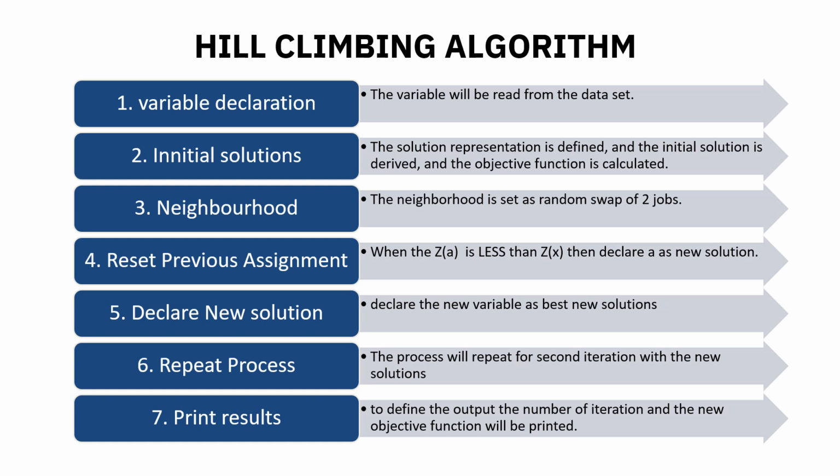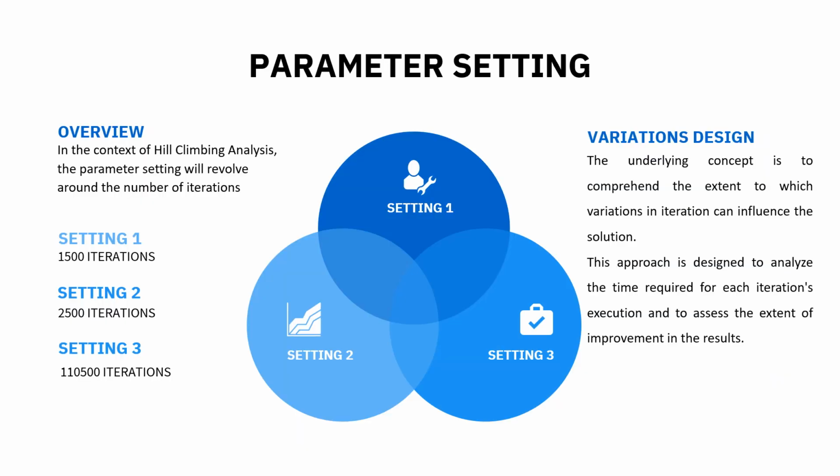Then, in order to reset the previous assignment, when the new solution is less than the current solution, hill climbing will declare it as the new solution. When the new solution has been declared, it is set as a new variable to bring to the next iteration. That is the reset process. Then the result is put out by showing the number of iterations and the new objective function.